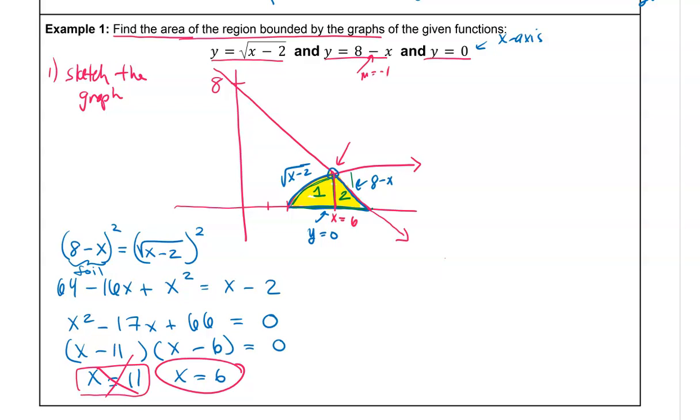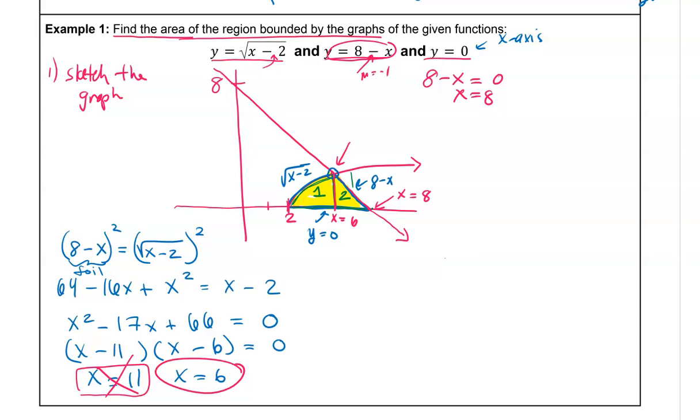The other thing I need to know is where the linear function hits the x-axis. That's this one here. So I would just want to set that equal to 0, and then I would end up with x equals 8. And then because this square root function had a transformation, it would move 2 units to the right, I know that it has an x-intercept of 2.